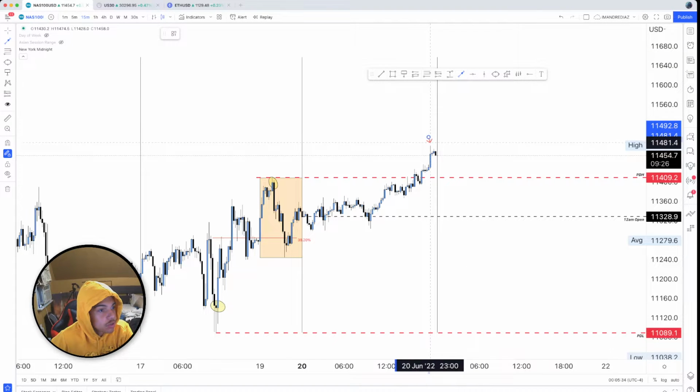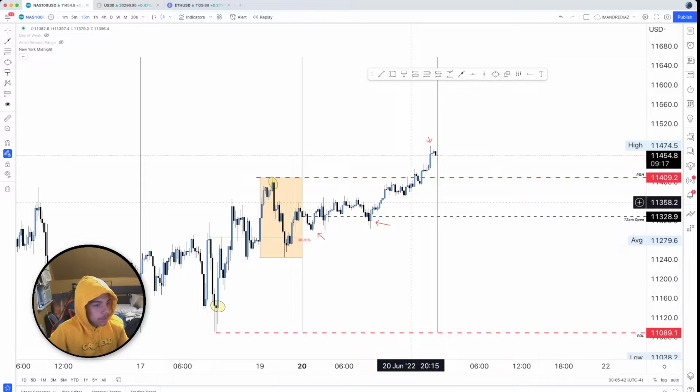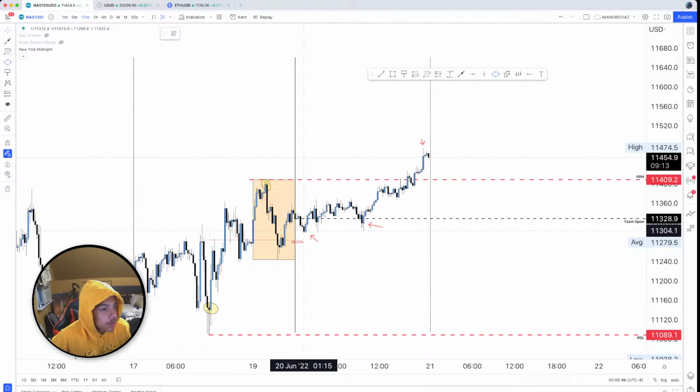So there's a few areas I want you guys to pay attention to. One is going to be this high. Second one is going to be this low. Third one is going to be this low. And those are going to be the main points that I want you guys to pay attention to. We're going to start off with this low right here. Why is this low important? So for starters, this is our low of the day.